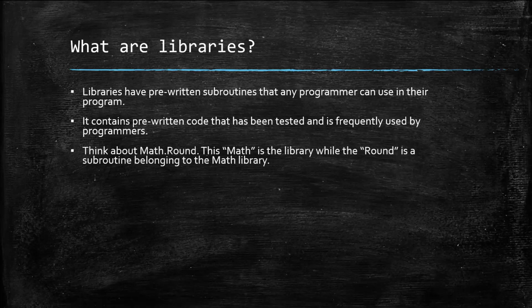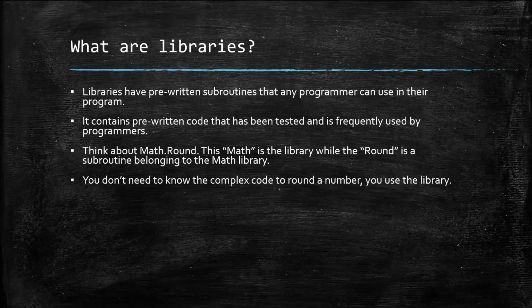Think about math.round. Maybe you've had to write a program where you got to round to a certain amount of decimal places. The math in math.round, that's the library, while the round portion is a subroutine belonging to the math library. Now, you don't need to know the complex code to round the number. You simply use the library. There's already code in the math library, specifically the round subroutine, that does the complex code for you. All you need to do is simply call that library. It does the code for you.